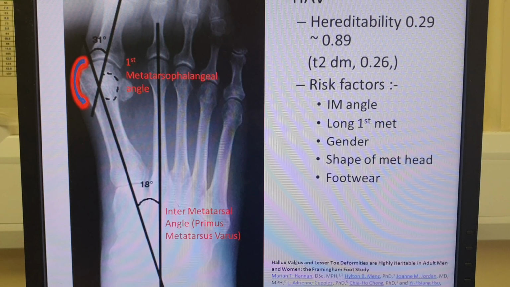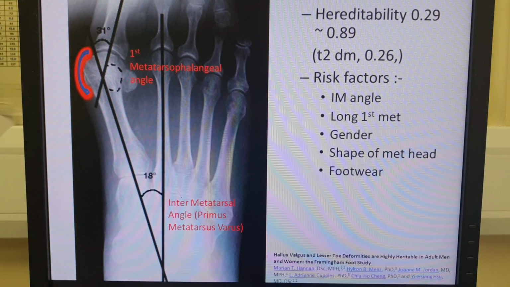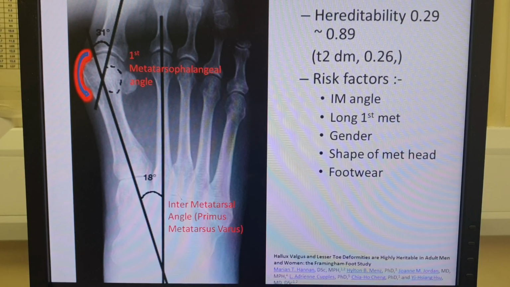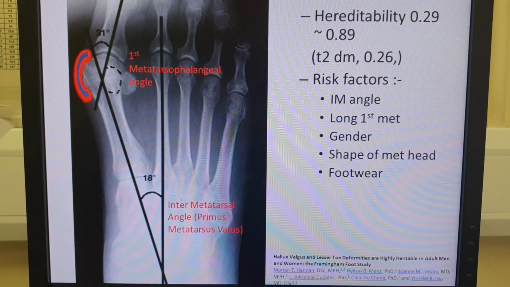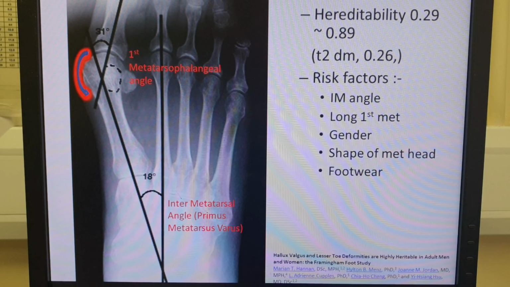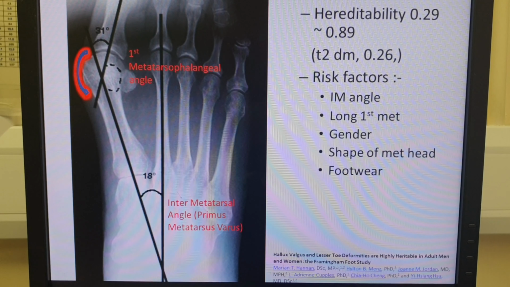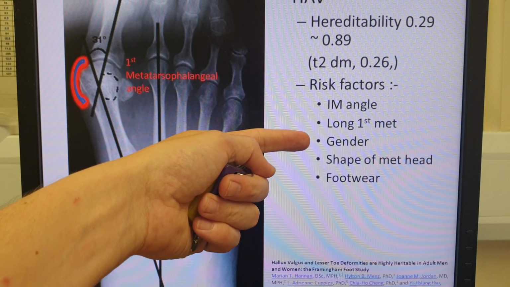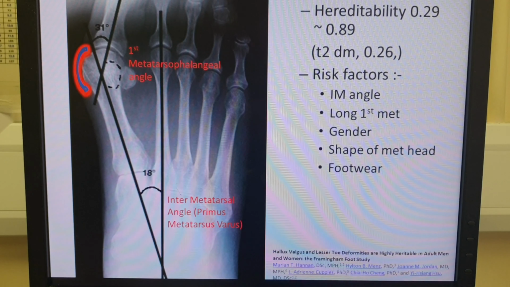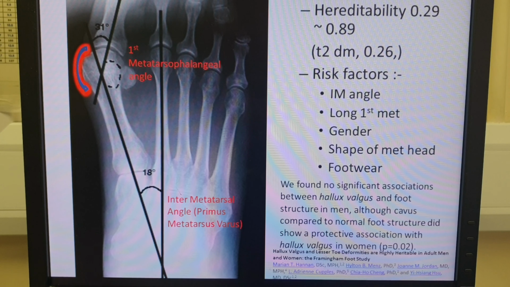Footwear, specifically history of footwear, was the interesting thing in that study. They didn't show that the shoes you were wearing now predicted it, but they did show that if you said you had worn high heels in the past, you were much more likely to get it. That may or may not account for the gender element, but it's certainly not irrelevant.